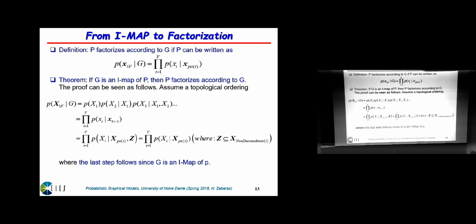If G is an I map of P, then P factorizes according to G. So basically, if P satisfies the independence relations implied by the graph, then P can factorize on the graph the way we have seen it, which is this. Nothing extraordinary. We have seen this 10 times, but the proof only requires this property of conditional independence implied by the graph G, and this is what I have used.